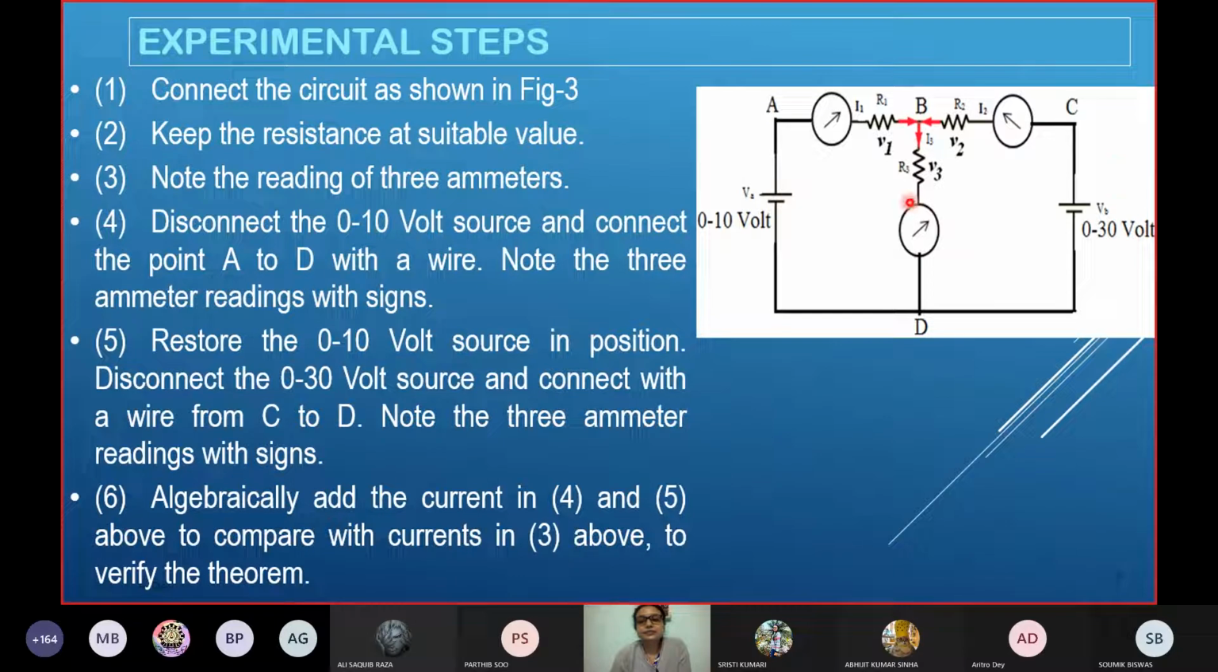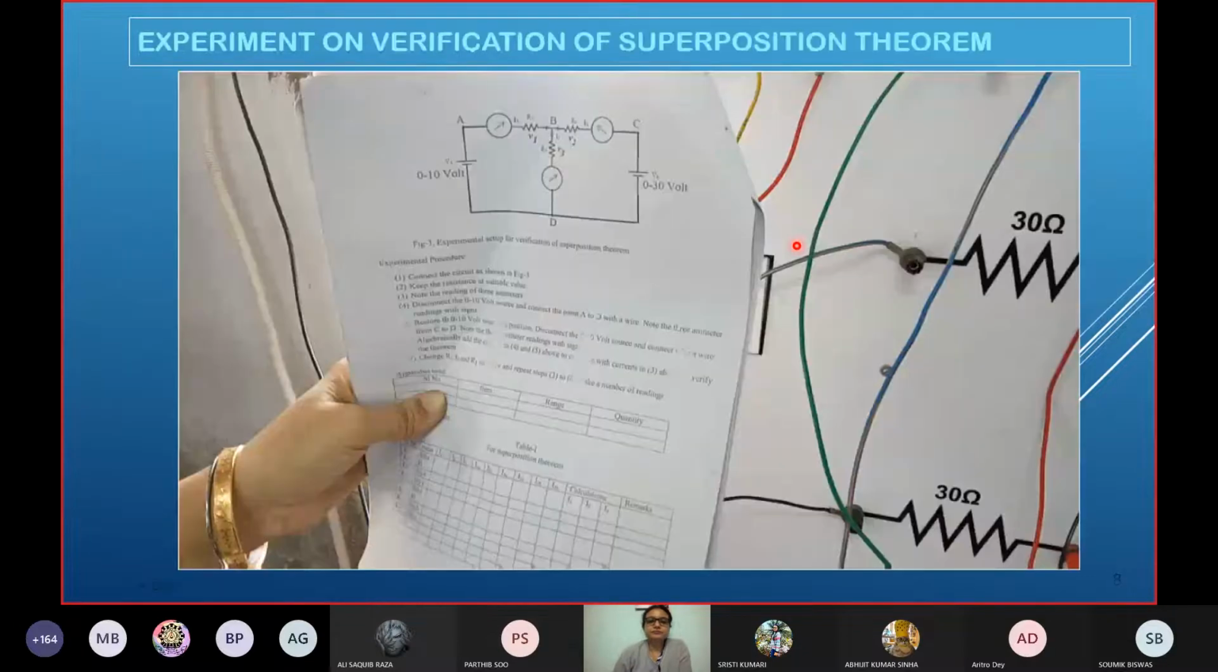Connect the circuit as shown in this figure with resistances of suitable value. Note the readings of the three ammeters. Now disconnect one of the voltage sources and measure all three currents when only one source is acting. Next, disconnect that particular source and connect the other source at its previous position, get the readings of all three ammeters, and then go for algebraic summation of these currents.